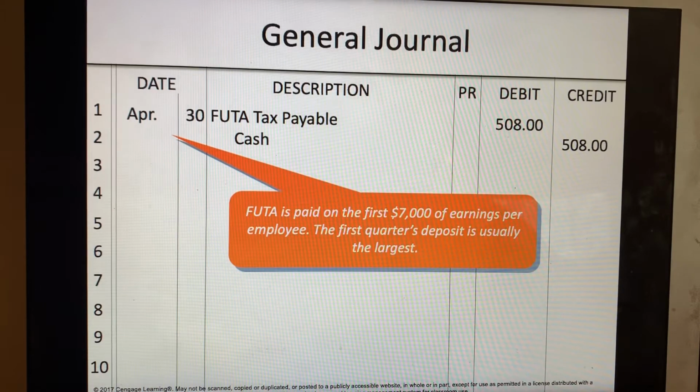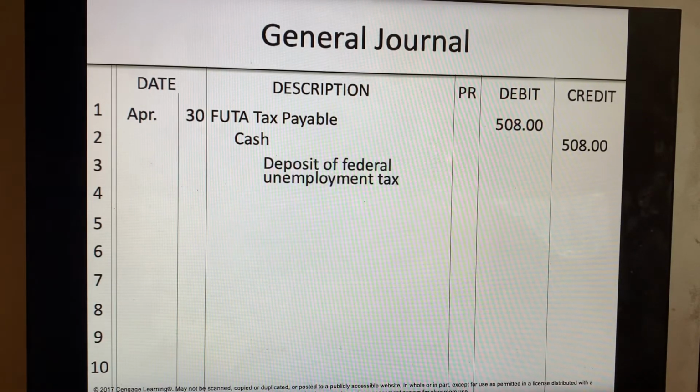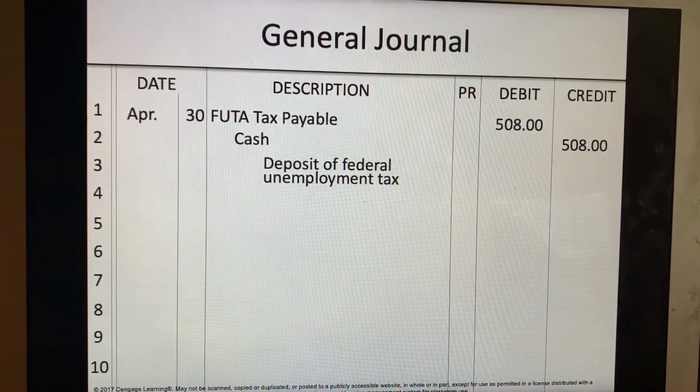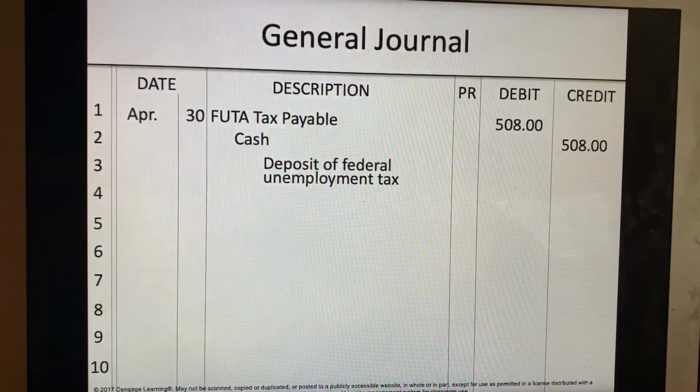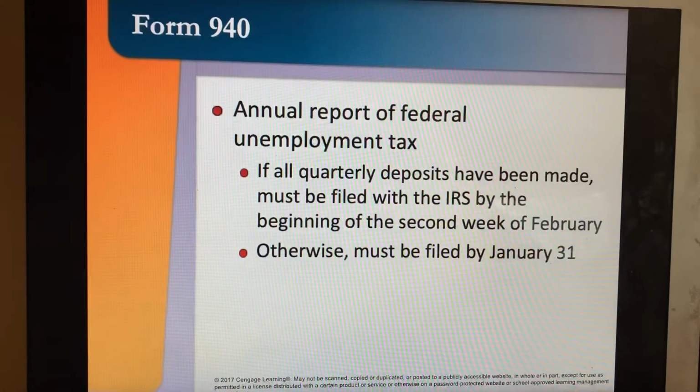So here's what this looks like. FUTA is paid on the first $7,000 of earnings per employee. The first quarter's deposit is usually the largest. So when the $508 FUTA is paid, cash is going to be credited. Don't forget, we're taking this out of the payable, debiting.